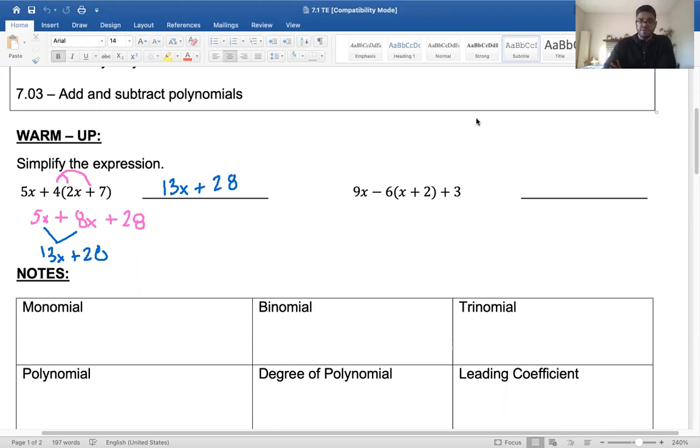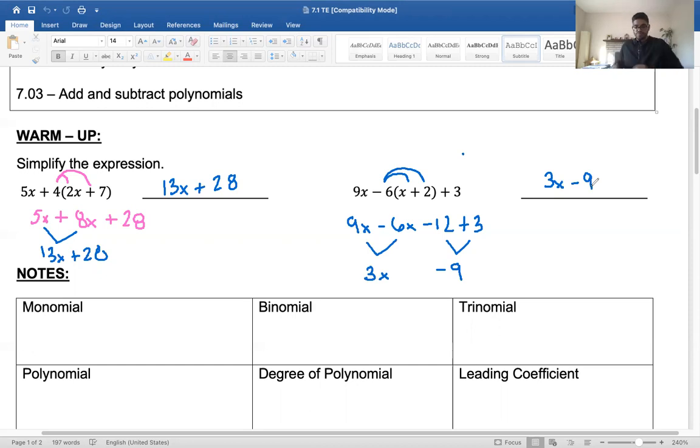Okay, I can do the same thing on the next one. I can distribute this negative 6. Just make sure you're bringing that negative with you. And if I write this out, I get 9x minus 6x minus 12 plus 3. Again, I can combine these two to make 3x. I can combine these two to make a minus 9. And I get 3x minus 9. All right, so that was a little warm up.